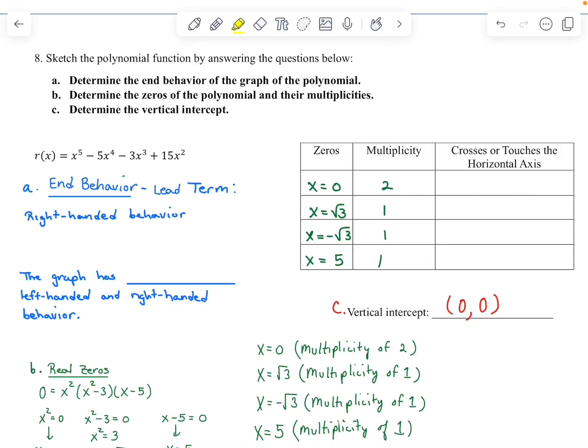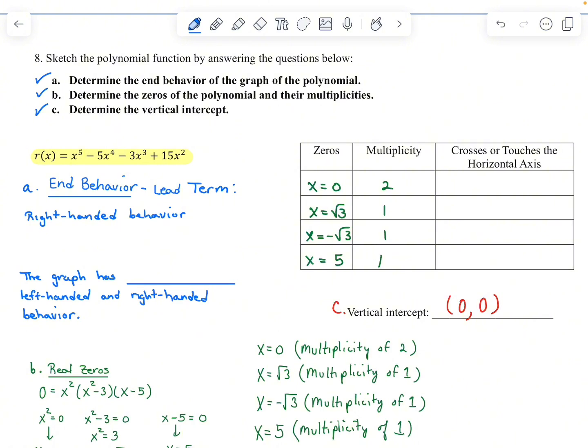Hello class, in this video I will be showing you how to sketch the graph of a polynomial function. Let's begin. In this example, I'm going to sketch the polynomial function r of x. And to do this, I'm going to determine the end behavior of the graph, determine the zeros and their multiplicities, and determine the vertical intercept. So I'm going to start by determining the end behavior of the graph.